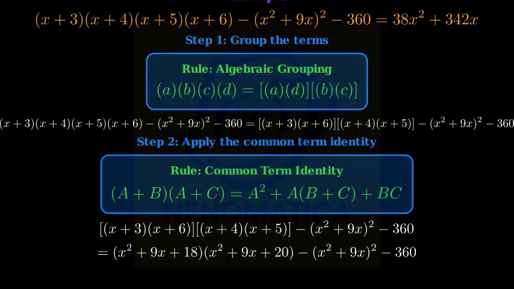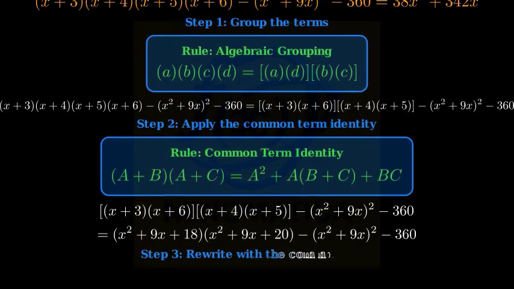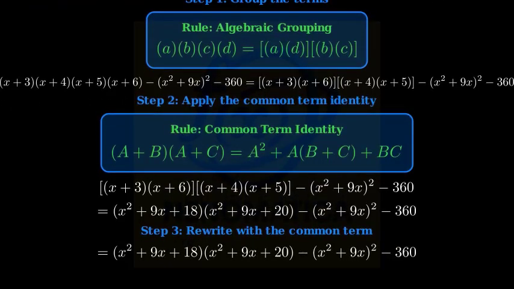Similarly, for the second group, (x+4)(x+5), we have a equals x, b equals 4, and c equals 5. This gives us x squared + 9x + 20. Now, let's rewrite our expansion in a more useful form. We can express the first part as (x squared + 9x + 18) times (x squared + 9x + 20).